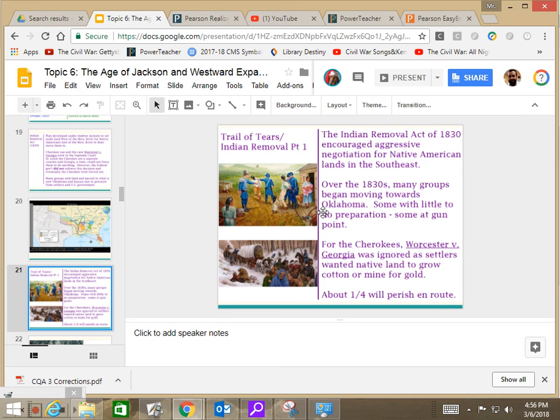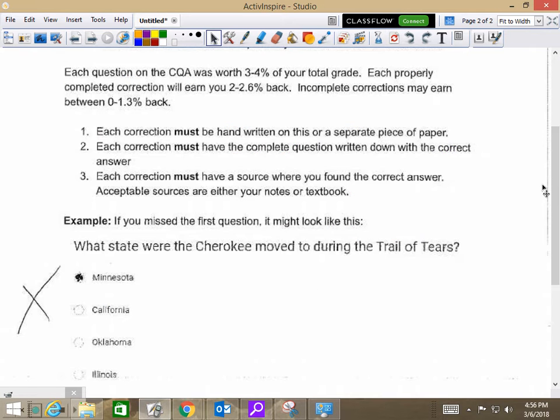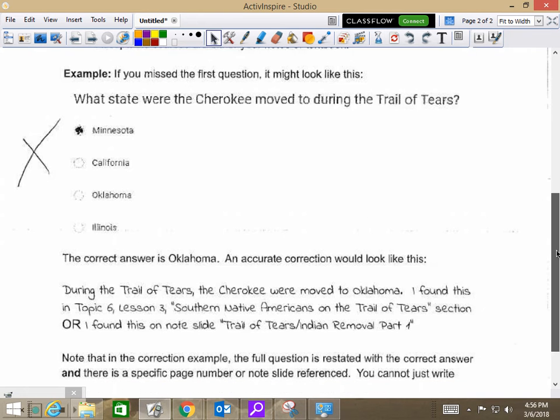Also here on the Trail of Tears, Indian Removal Part 1, I see again, over the 1830s, many groups began moving towards Oklahoma, and this is specifically talking about the Cherokees here. So I found 2 slides that would work. So back on my form, I can write this correction. During the Trail of Tears, the Cherokee were moved to Oklahoma. I found this on the note slide, Trail of Tears / Indian Removal Part 1.